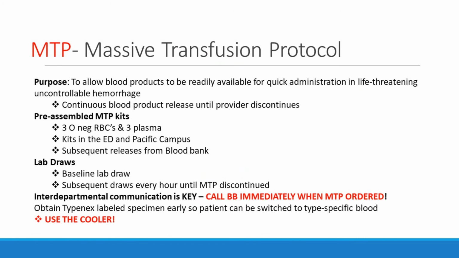So if you haven't heard of them before, massive transfusion protocols are basically a protocol to allow for blood products to be available for quick administration in life-threatening uncontrollable hemorrhage. It's a continuous release, so once this is ordered by the provider, we are continuously releasing blood products to that patient. These are pre-assembled kits. So I believe there's 2 kits in the emergency department at the Colby campus, and 1 kit at the Pacific campus in the lab.